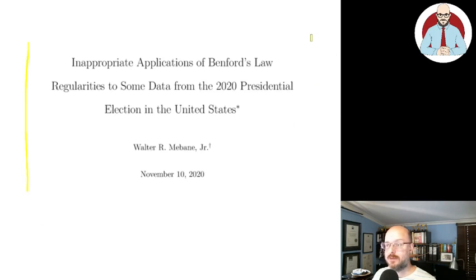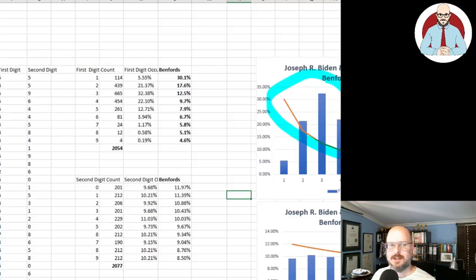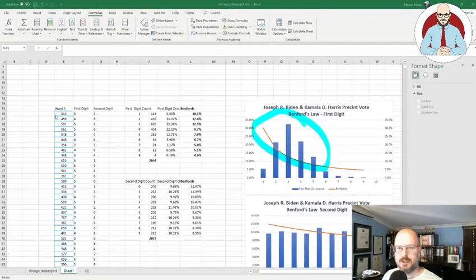This paper is from yesterday. Inappropriate applications of Benford's law, regularities to some data from the 2020 election of the United States. Now, before we go through this, I also did a second digit test, which you can do yourself. And I'll show you what I did.